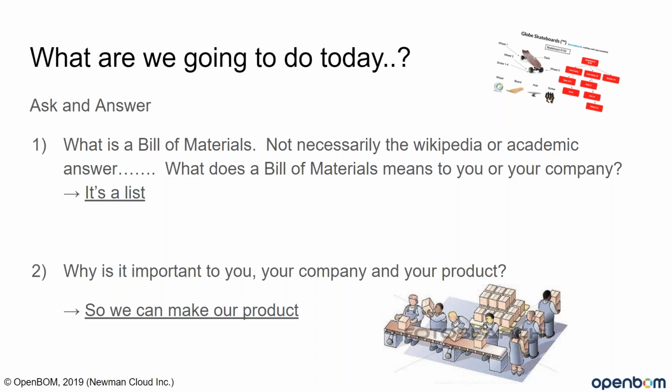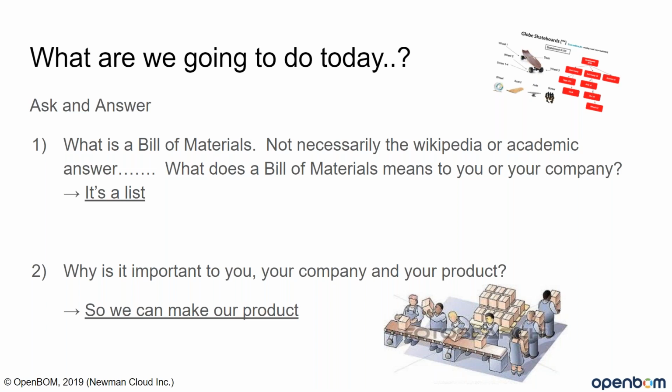So moving along, what are we going to do today? Today's discussion is going to be sort of an ask and answer approach. We're going to ask ourselves, what is a bill of material? And we're not necessarily interested in the academic Wikipedia definition. We're more interested in what it means to you or your company. Yeah, we all know it's a list, and we're going to build a list, but we want to think about how we arrive at that. We're just not going to sit down and start pounding columns and items into Excel. We're going to be a little more thoughtful about it.